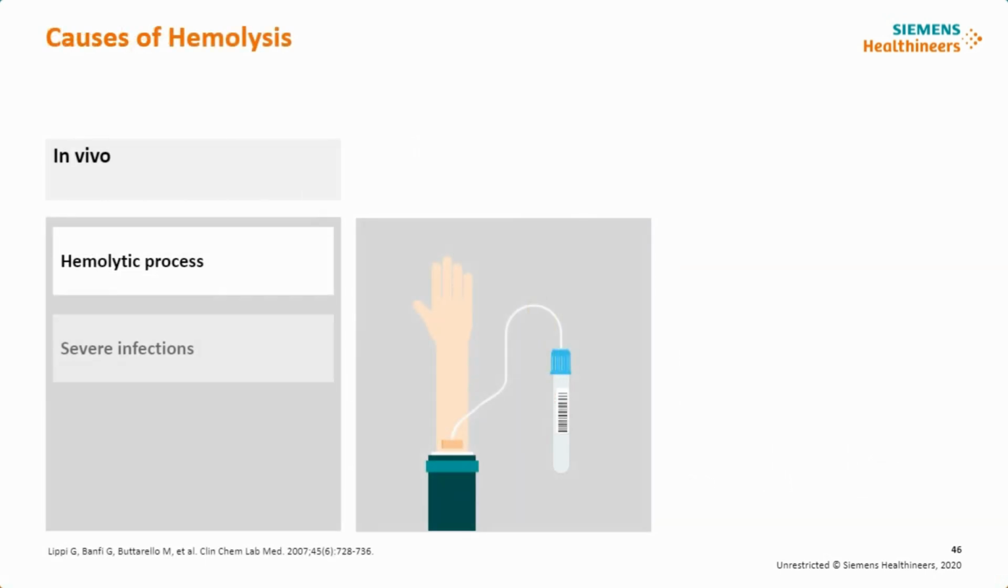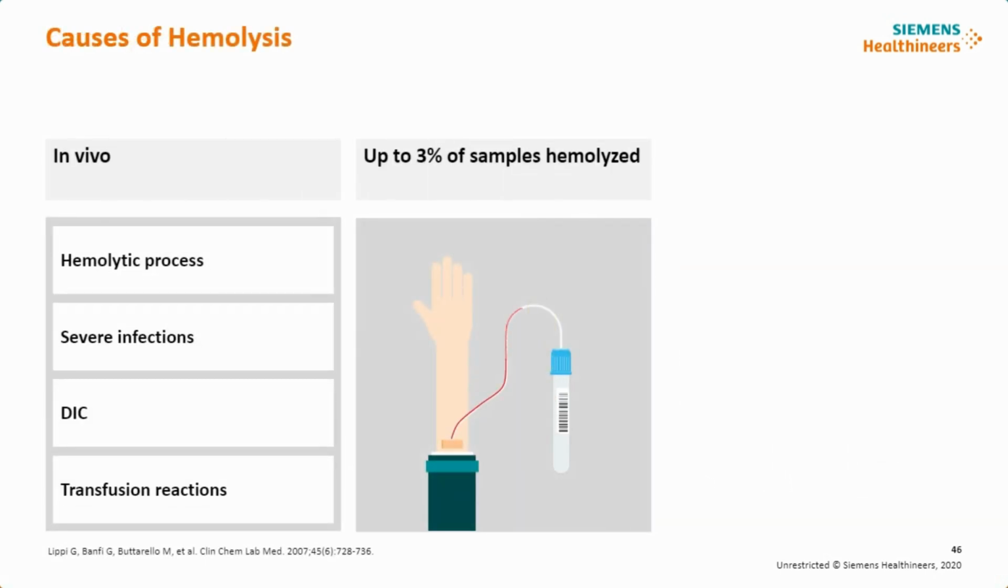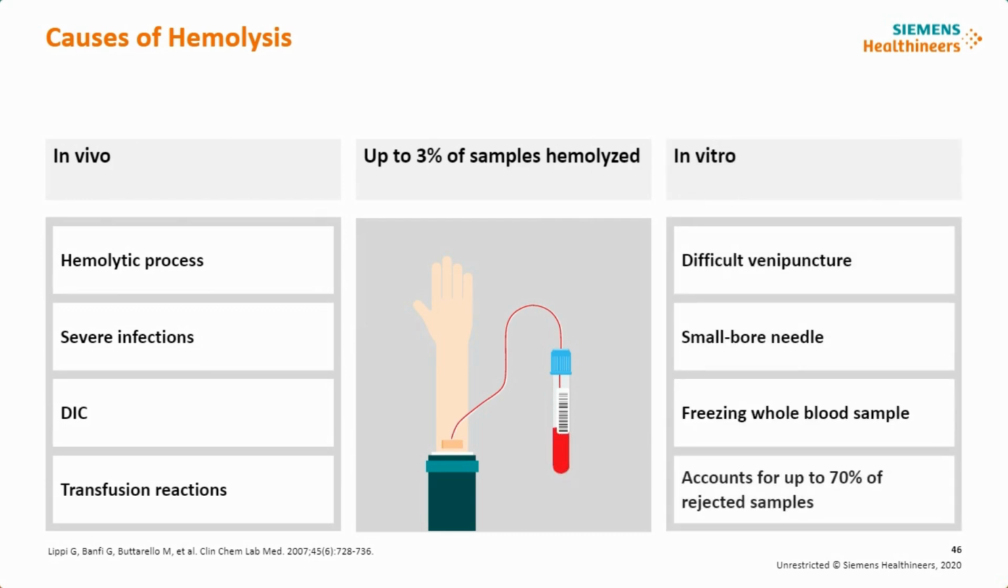But what are the causes of hemolysis? Well, from an in vivo perspective, we look at the hemolytic process, right? We look at severe infections, patients undergoing disseminated intravascular coagulation, or DIC, and transfusion reactions, all of which can result in in vivo hemolysis. From an in vitro perspective, it could be a difficult venipuncture, right? Using a small needle, where we're causing more shear stress, disrupting not only the platelets, but also the red cells, increasing hemolysis and hemoglobin in the sample. And this can account for about 70% of the samples that are rejected due to hemolysis.